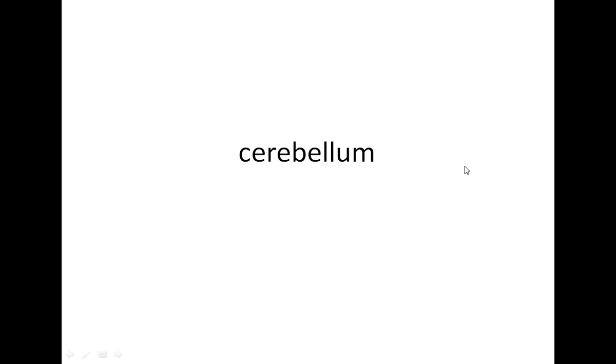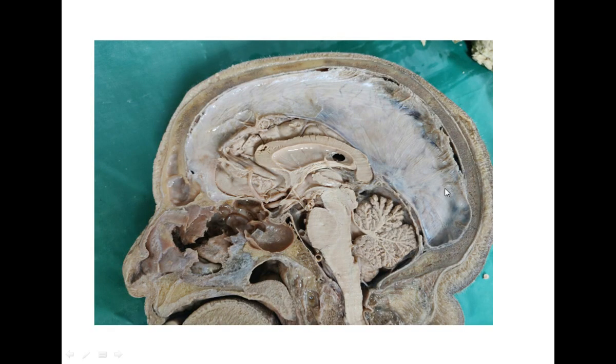Students, in this video we will discuss the cerebellum. The cerebellum lies in the posterior cranial fossa behind the pons and medulla. This is the brainstem: midbrain, pons and medulla. It is separated from the cerebrum by a fold of dura mater, which is called the tentorium cerebelli.